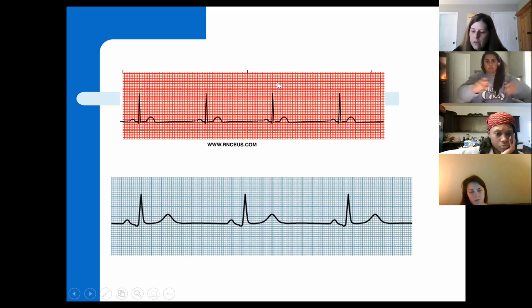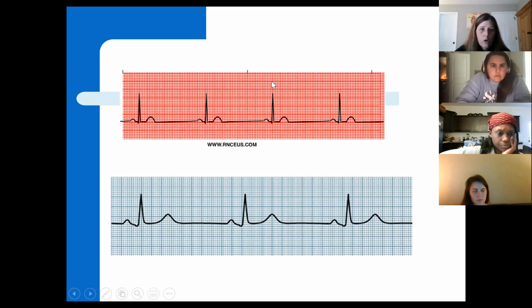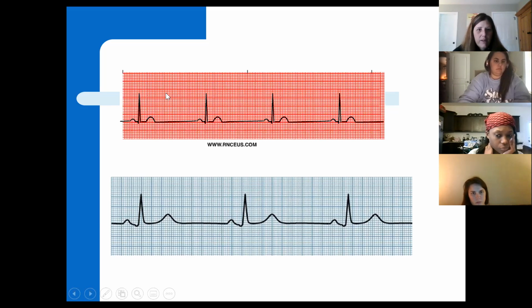Another way of figuring it out was to take 1,500 divided by the number of small squares between the R to R. Well, we already said there were 8 big boxes between R to R here, and we know that there are 5 tiny squares in each of the big boxes, right? So 5 times 8 would be 40, right? So what is 1,500 divided by 40? 37.5. Fantastic. We're getting the same thing, aren't we?